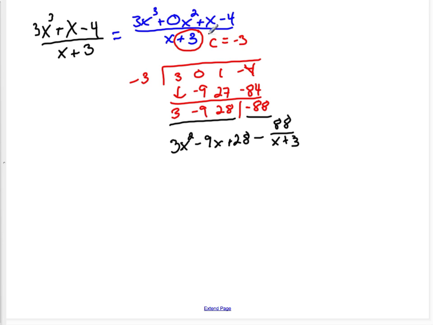Then I put the coefficients of my numerator on the inside of my division bar, and my c value, which is found by taking the opposite of the number down here, the constant, putting that on the outside. Bring down the coefficients, and you're going to be multiplying and adding for all of these steps.